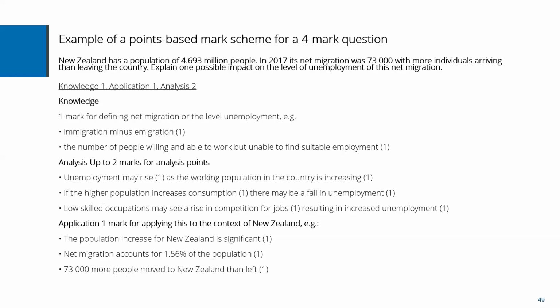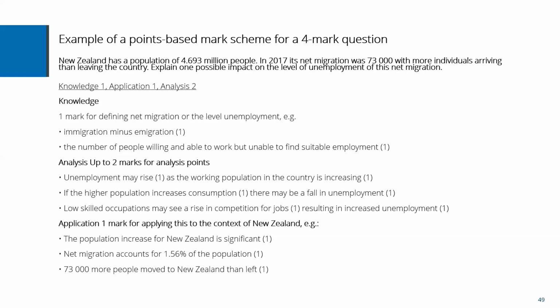To get the other 3 marks, we need application, so linking it to that stem. There's plenty of information in that stem, and you can see the example from the mark scheme at the bottom. There are 3 possible options for the application mark coming through. Any one of those would pick up the application mark, but there's only 1 mark available for application. So putting all 3 of those points that are in the mark scheme would still only access 1 application mark. And then the other 2 marks for analysis.